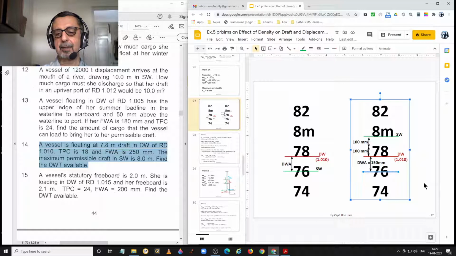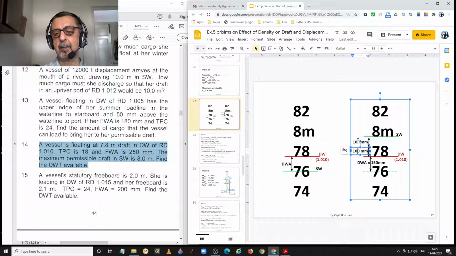We have to calculate the dead weight available. She will be at 7.65 meters and her maximum permissible draft is 8 meters. Thus we have a difference of, I'm sorry, not 10 meters, 10 centimeters plus another 10 centimeters plus the dock water allowance of 15 centimeters, giving us a total of 350 millimeters or 35 centimeters.